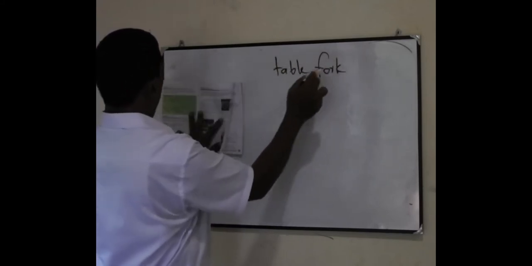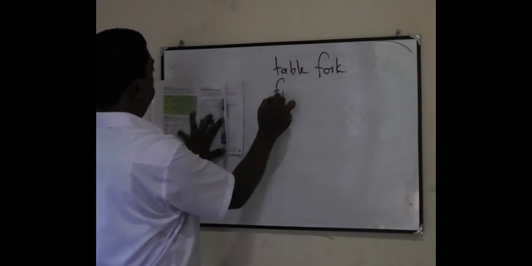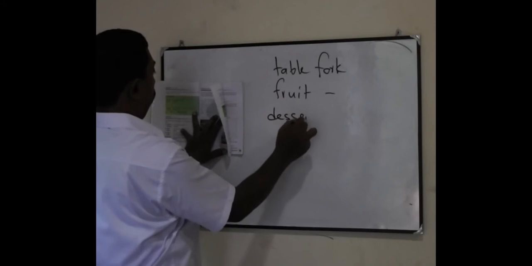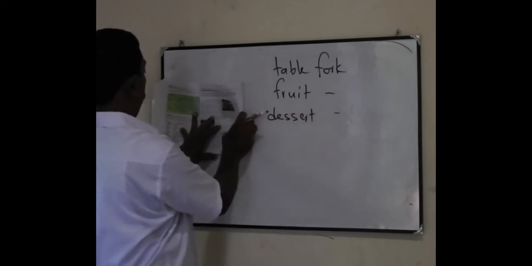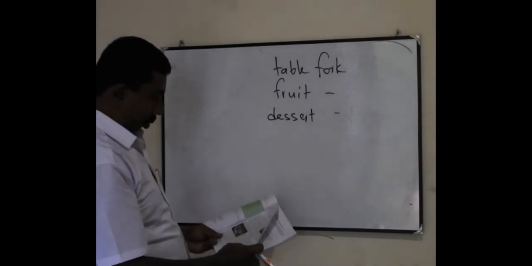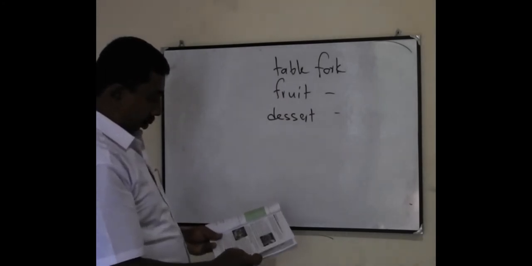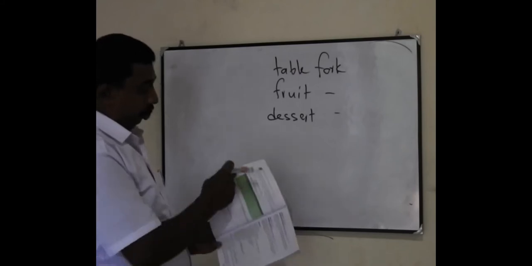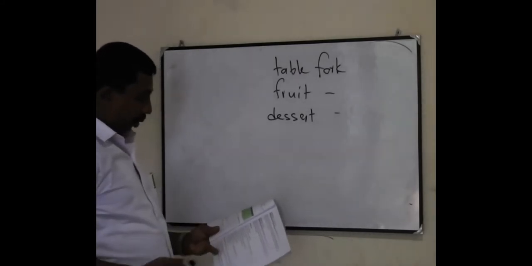Table four. Fruit four. Dessert four. Right. In the same manner, you can find several adjectives in it. Right.